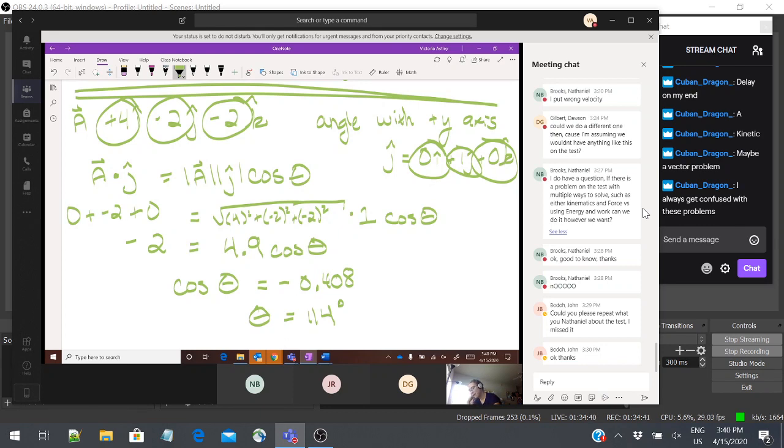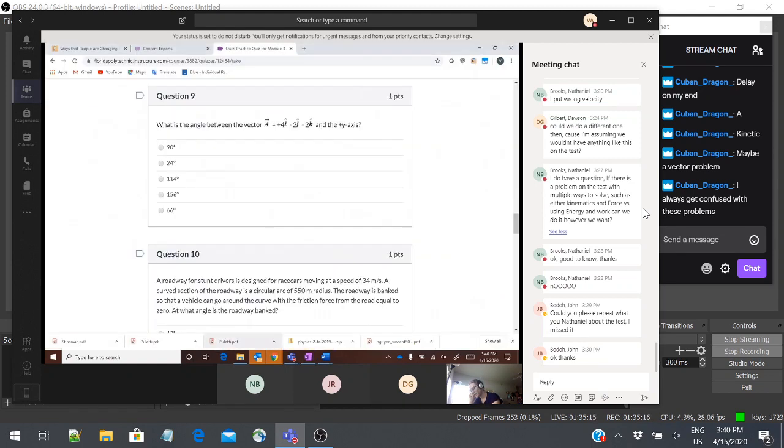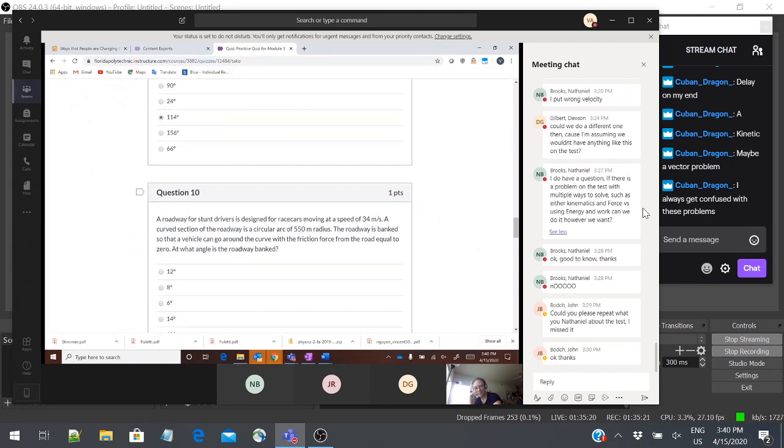Hopefully this makes sense. If we have x, we have y, and then z coming out of the page at your face, our A vector goes 4 over here, 2 down, and then 2 out of the page at your face. So it makes sense that this angle should be greater than 90 degrees. Hey, that's one of the options, thank goodness. Making sense? Yes.